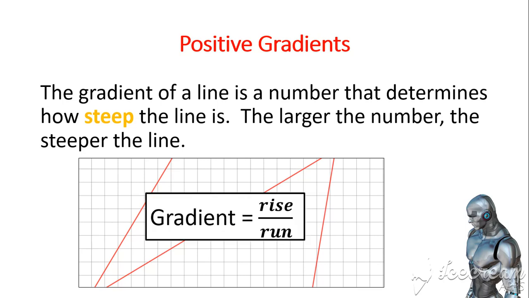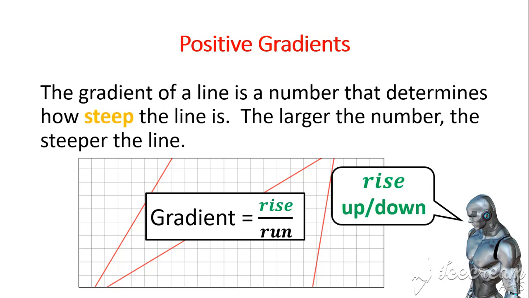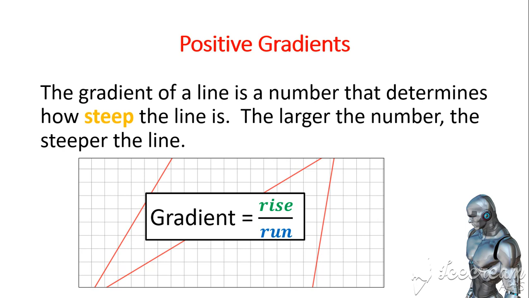Now the gradient is equal to the rise over the run. The rise is how far we move up and down, and the run is how far we move left and right. Now you remember the idea of coordinates, which is numbers inside brackets. The first number is the x direction going across horizontally, and the second number is vertically. This new idea of gradient is different. We talk about rise first over run second. So just try not to get those two ideas mixed up, please.